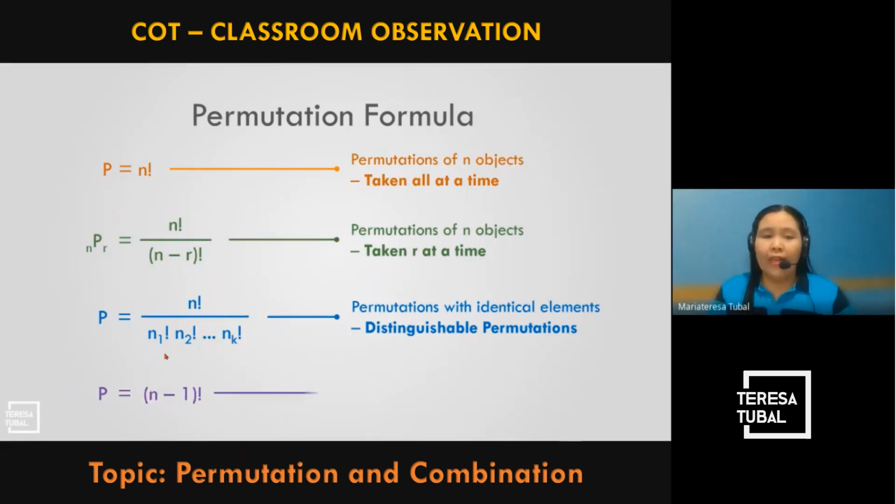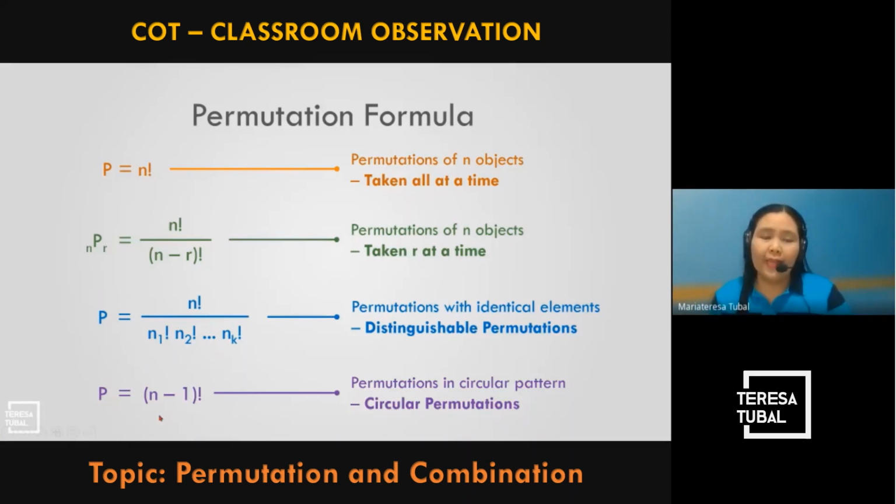And then the last one, if the given is permutations in a circular pattern, in a round table, in a circle, so the formula is P, it is equal to the quantity n minus 1 factorial. So ito yung mga formula ng permutation.